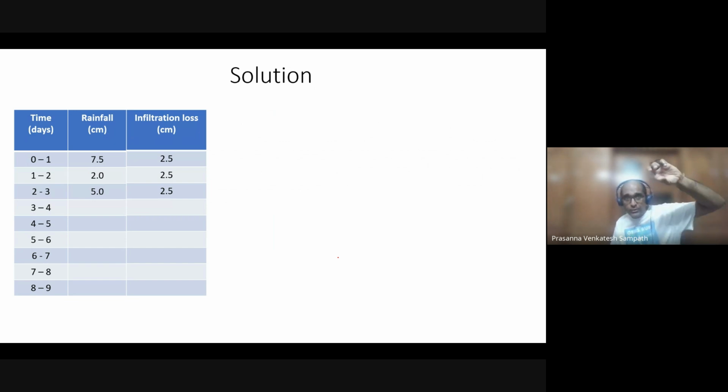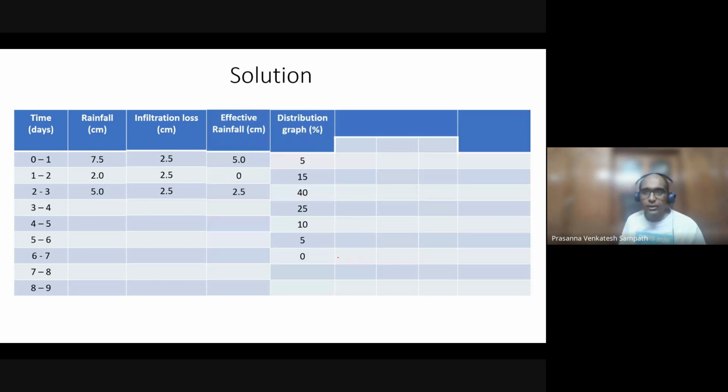The first day is 0 to 1, and then 1 to 2, and then 2 to 3. So the third rainfall event will produce runoff until 9 days, right? So that's why I have extended my time up to 9 days. Okay, so that explains why my first column does not stop at 6 days. It stops at 9 days because the second and the third rainfall event will make the runoff extend until 9 days. Okay, so let's take a look at the distribution graph percentages.